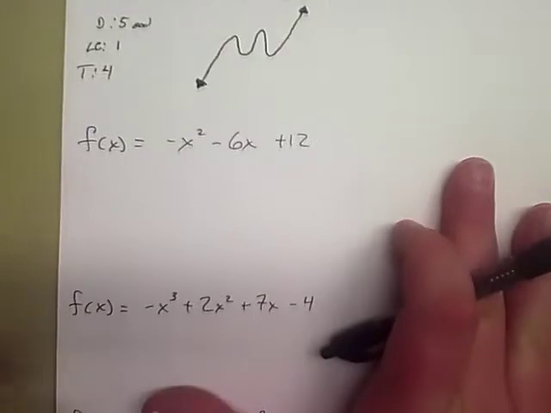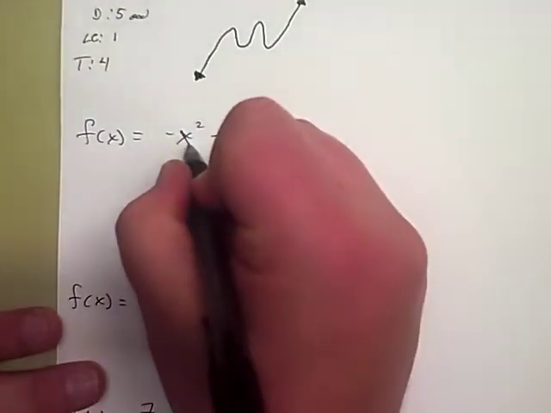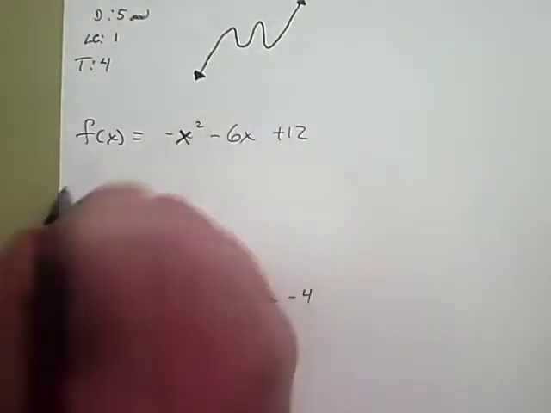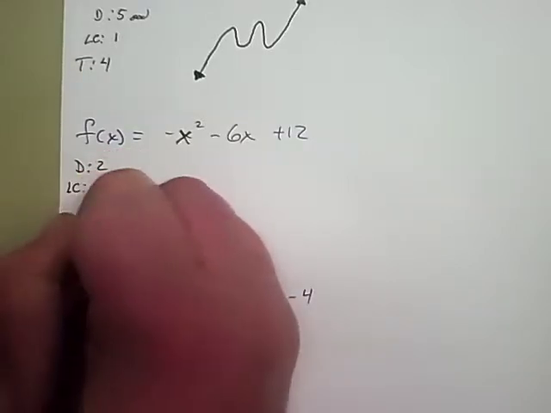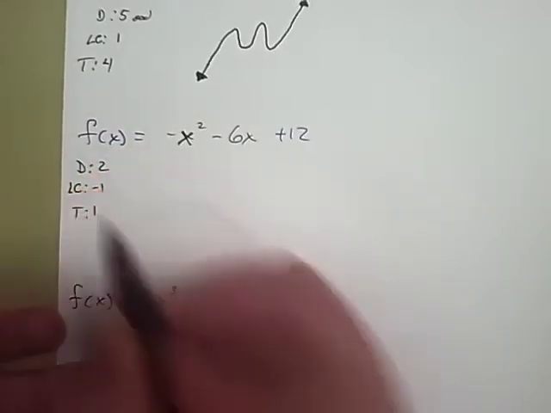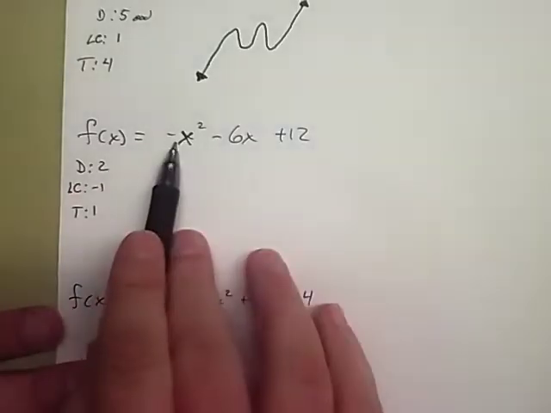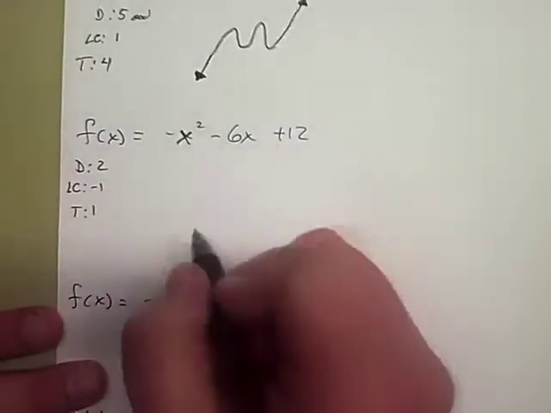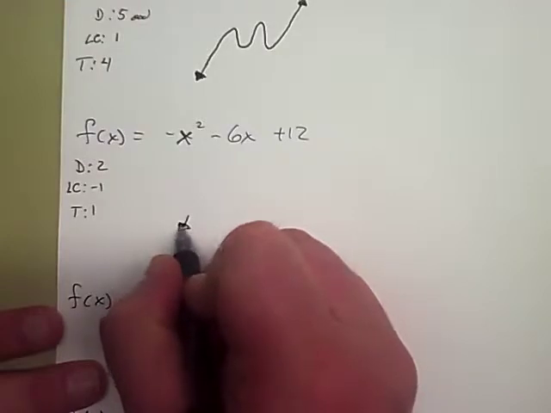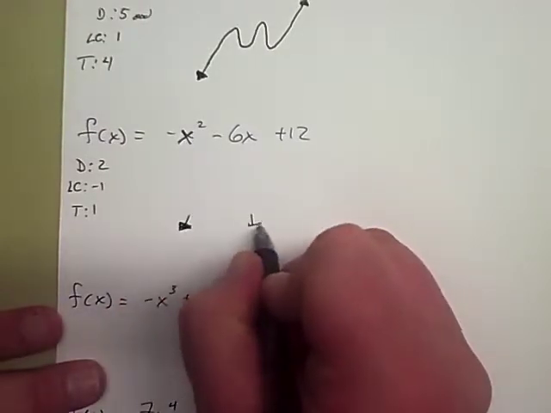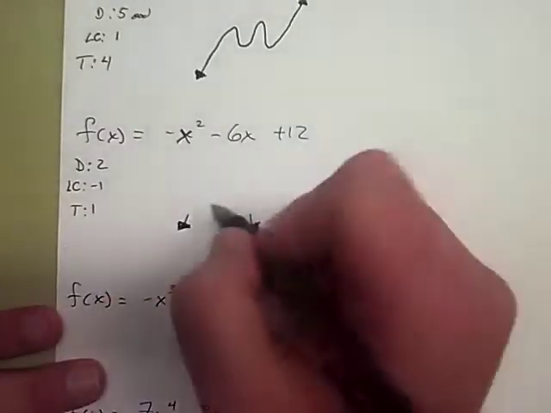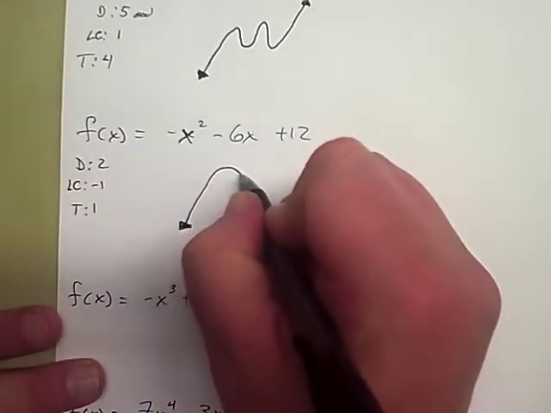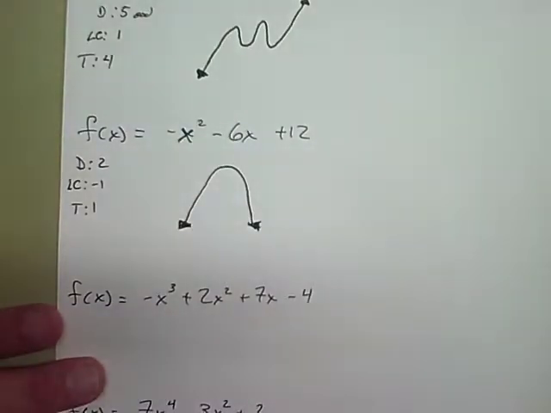So let's take a look at the next one here. Here we have the degree is 2, the leading coefficient is -1, and we have 1 turn. So with a negative leading coefficient and a degree of 2, both of my arrows are pointed down. And I know that it has exactly 1 turn. So here all I have to do is make 1 big turn, and I'm done.